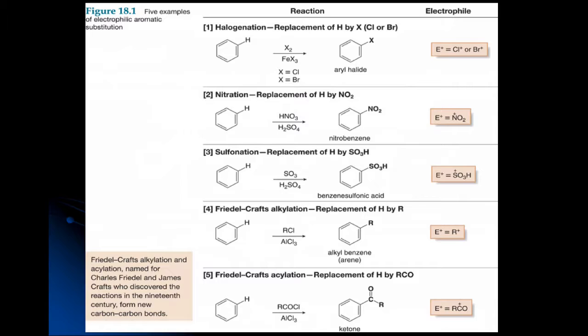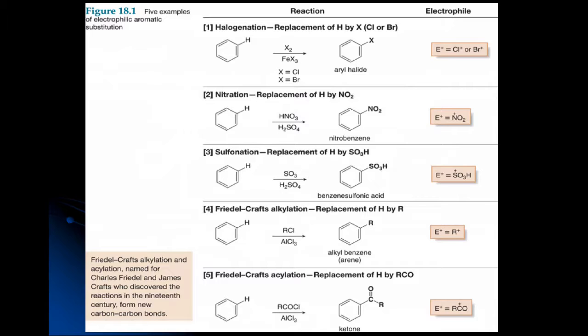We can replace the hydrogen with a sulfonic acid using sulfuric acid and SO3, also known as fuming sulfuric acid, which you can actually buy, which makes it nice and convenient. And this is useful because it allows us to make the soaps and detergents that you all use. Okay? This is an easy way of making certain surfactants, if you will, because these sulfonic acids typically are more soluble in water. Okay? The electrophile here is SO3H+, where the sulfur is positively charged.